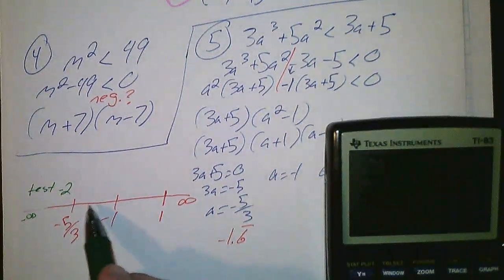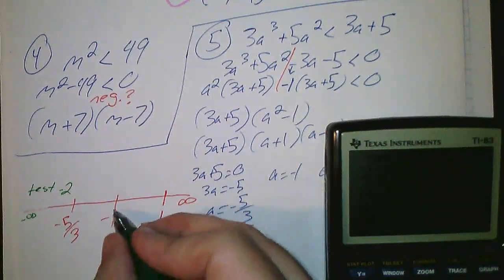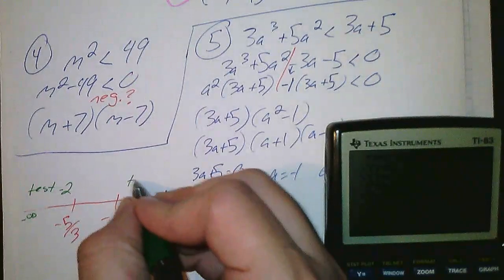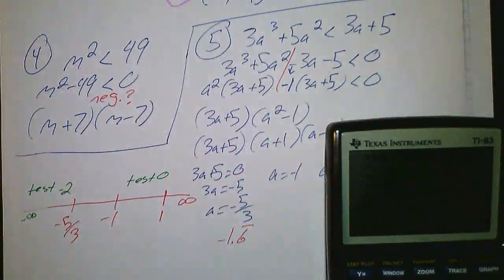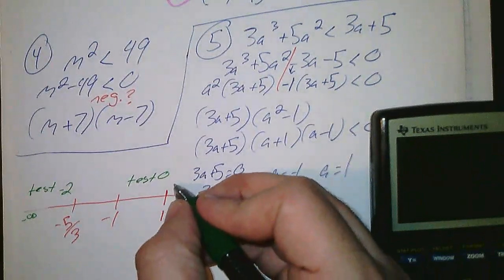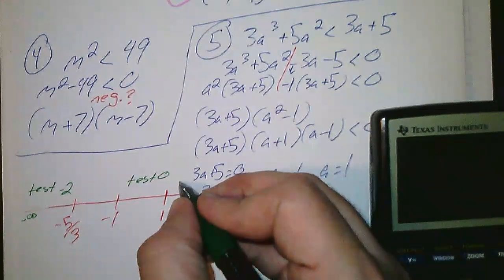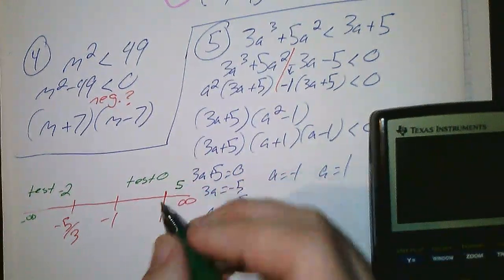It gets a little bit tricky here. That's where we'll kind of spend our time talking. Negative 1 to 1, that's testing 0. That's easy. I'll show you how to use the table. That'll be helpful. Anything to the right of 1, let's test 5 or something.